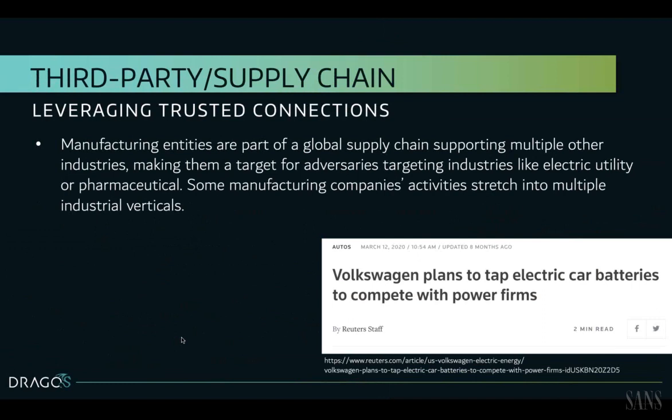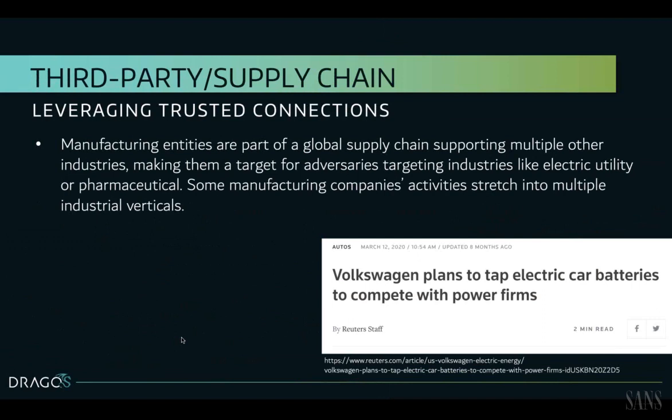There's also an interesting piece here, that manufacturing entities are part of a global supply chain that supports multiple other industries, which makes them a target for adversaries targeting industries like electric utility or pharmaceutical, both of which we've mentioned earlier in this presentation. Some manufacturing companies' activities stretch into multiple industrial verticals. A really good example of this is Volkswagen's plan to tap electric car batteries to compete with power firms. So it's a merging of multiple worlds, right? Which will require different industrial networks and equipment to support.